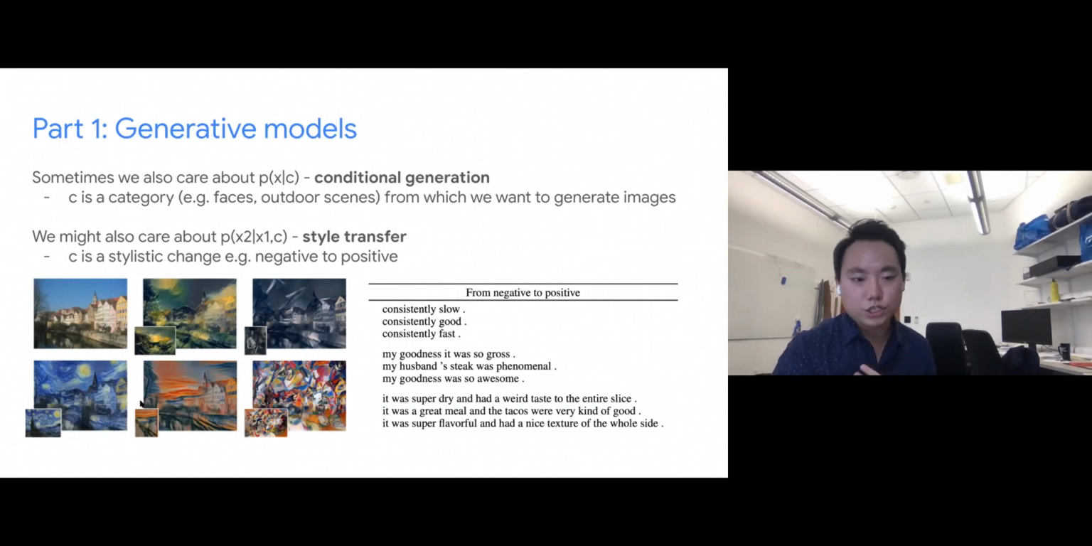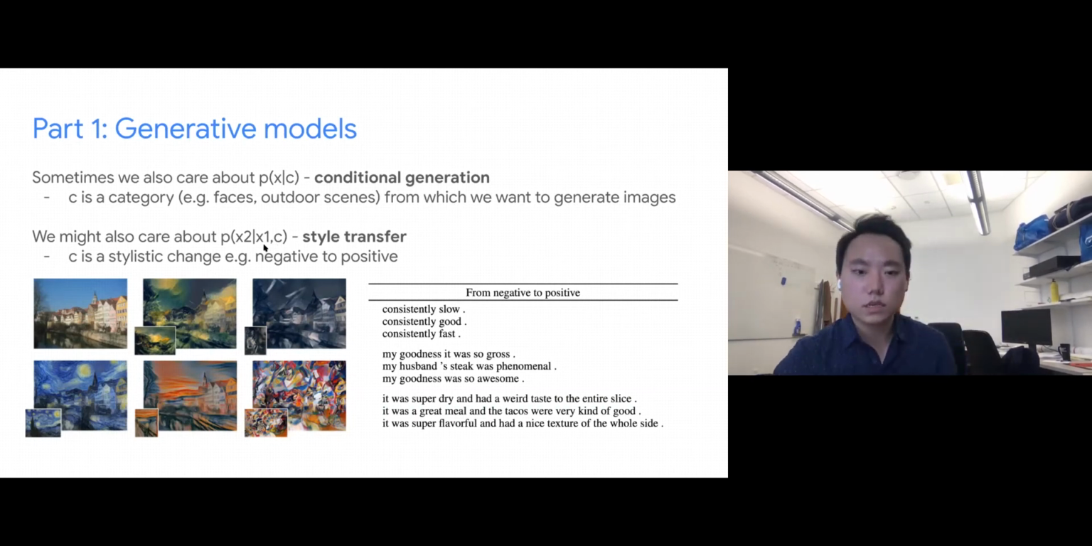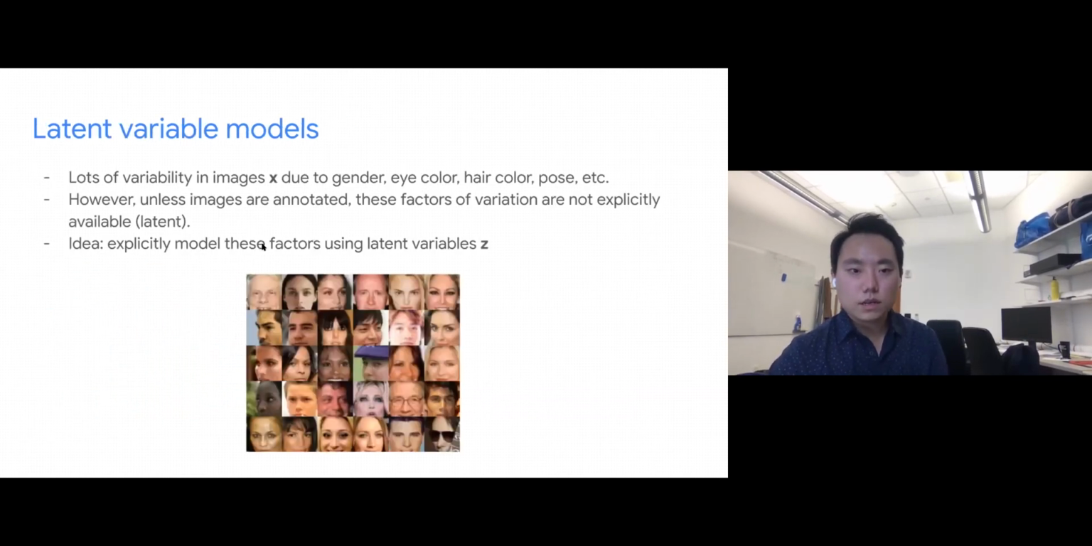And likewise for images, you also want to keep the main content. So these are a row of houses. You want to keep the main content, but just change it according to a new style. So this is a style transfer problem. And many of the models that we look at in this lecture can also be extended to take in both C, the stylistic attribute, as well as some input data, which you want to keep the content of.